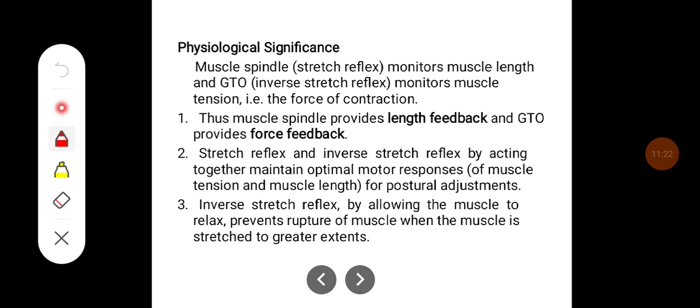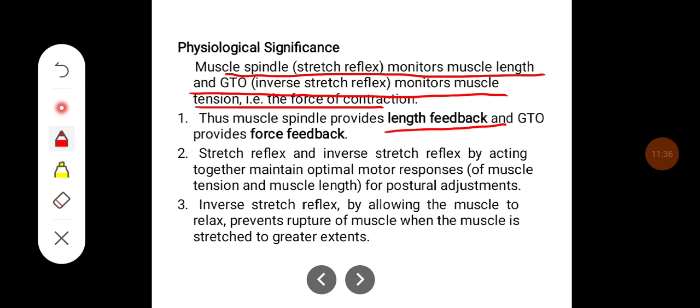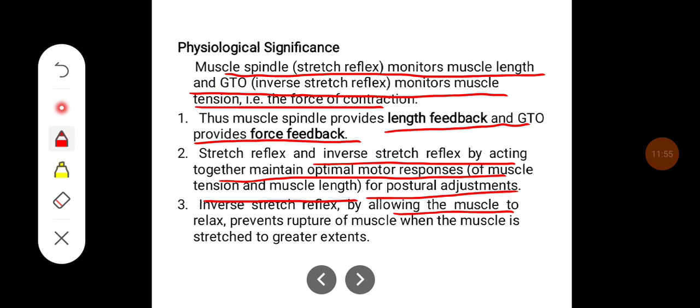Physiological importance is, as we know, that muscle spindle monitors the muscle length, and the Golgi tendon organ monitors the muscle tension, that is the force of contraction. Thus, the muscle spindle provides length feedback and the Golgi tendon organ provides force feedback. Stretch reflex and inverse stretch reflex, by acting together, maintain the optimal motor responses, that is of muscle tension and muscle length for the postural adjustments. Inverse stretch reflex, by allowing the muscle to relax, prevents rupture of the muscle when the muscle is stretched to greater extents.